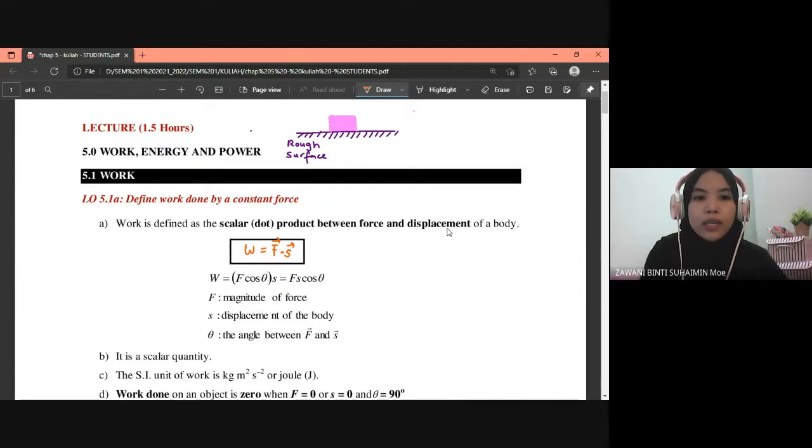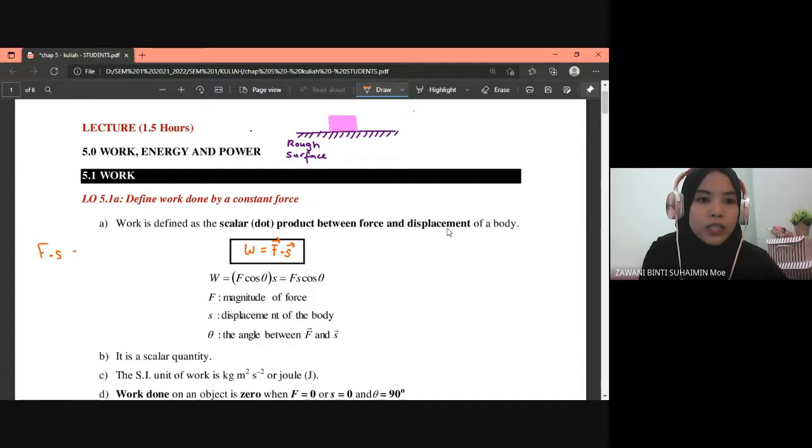Okay. Work is defined as a scalar or dot product between force and displacement. So, in terms of formula, it could be defined by using W is equal to F dot S. Okay, so kalau kita revise balik, dot product punya formula dalam chapter 1. Okay, so contoh kita ada F dot S. We call it as dot product ataupun scalar product.